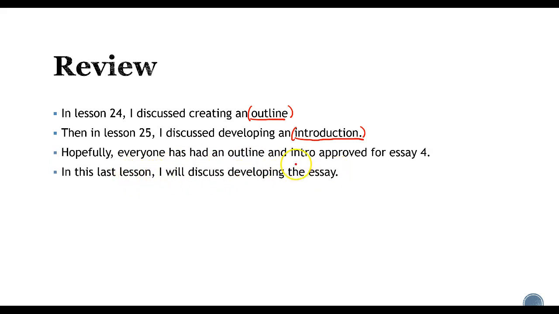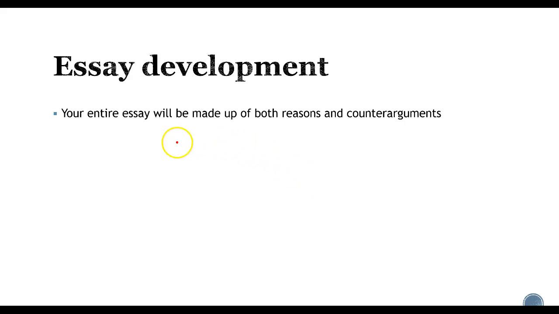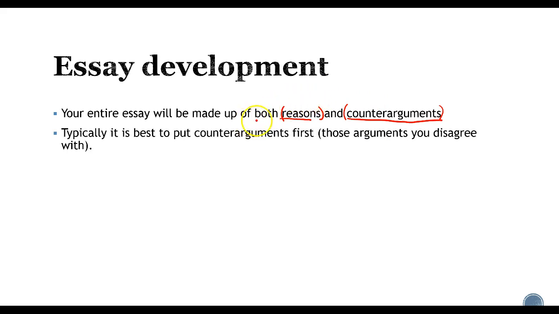So in this last essay, I'm going to talk about how you develop the rest of your essay 4. We're going to look at several different samples. So your entire essay is going to be made up mostly of reasons and counterarguments, depending on what your thesis is. If you have a moderated thesis, you're mostly just going to have reasons, kind of reasons for and reasons against. But if you have a stronger thesis, you'll probably have some counter-arguments, things that go against your ideas that you might not necessarily accept.